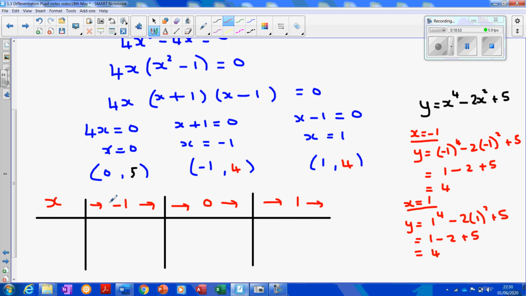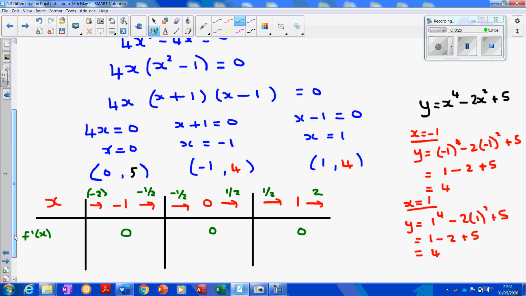Right, so we want to choose a value of x which is less than minus 1. So minus 2, I'll put in there. Now I want a value between minus 1 and 0. Unfortunately, I'm going to be forced into doing minus a half. Okay, and I want a value between 0 and 1, so I'm going to be forced into doing a half, plus a half in there. A value greater than 1 will make that equal to 2. Right, so at the stationary points, I know that f dash x is equal to 0, it's equal to 0, and it's equal to 0.